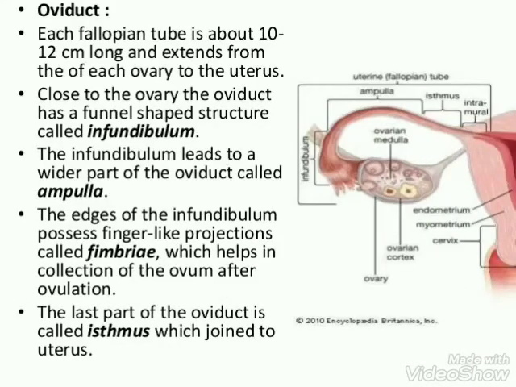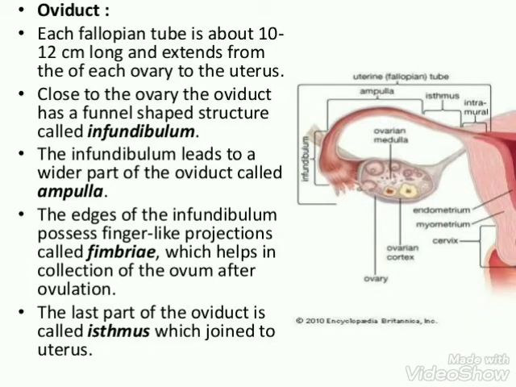Next are the accessory ducts, which include the oviduct or fallopian tube and uterus. So first of all, we will study the oviduct. These are two small tubes about 10 to 12 centimeters in length, lying on either side of the uterus near the kidney. The opening of the fallopian tube is expanded into a funnel shape called the infundibulum.